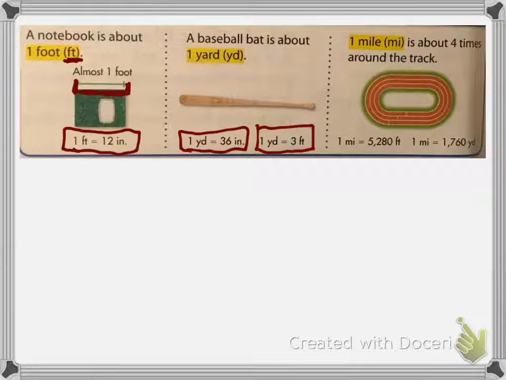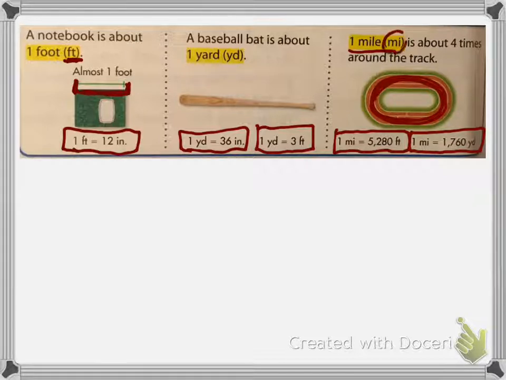We also have 1 mile. 1 mile is about 4 times around this track. And 1 mile is equal to 5,280 feet. And 1 mile is also equal to 1,760 yards. I just want to show you, MI is an abbreviation for miles. YD is an abbreviation for yards.